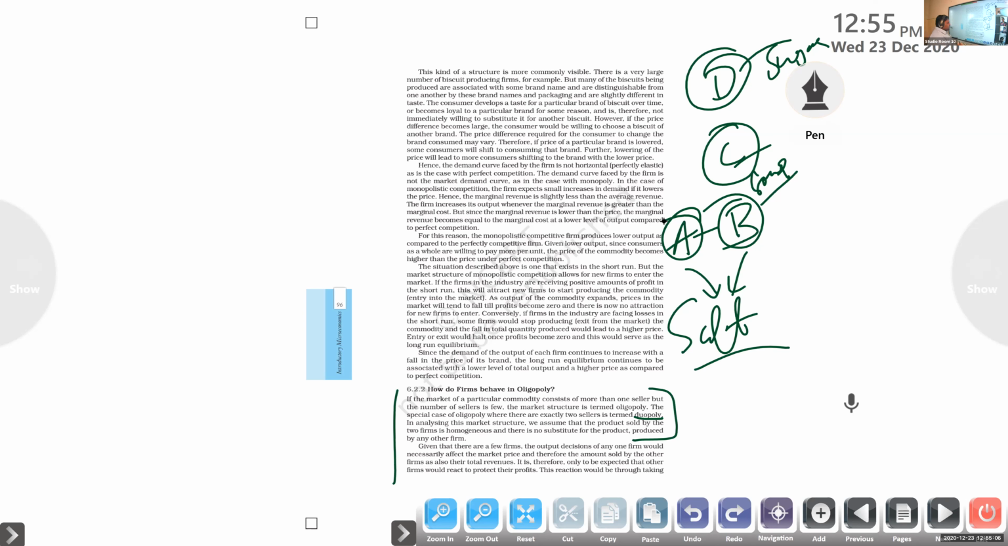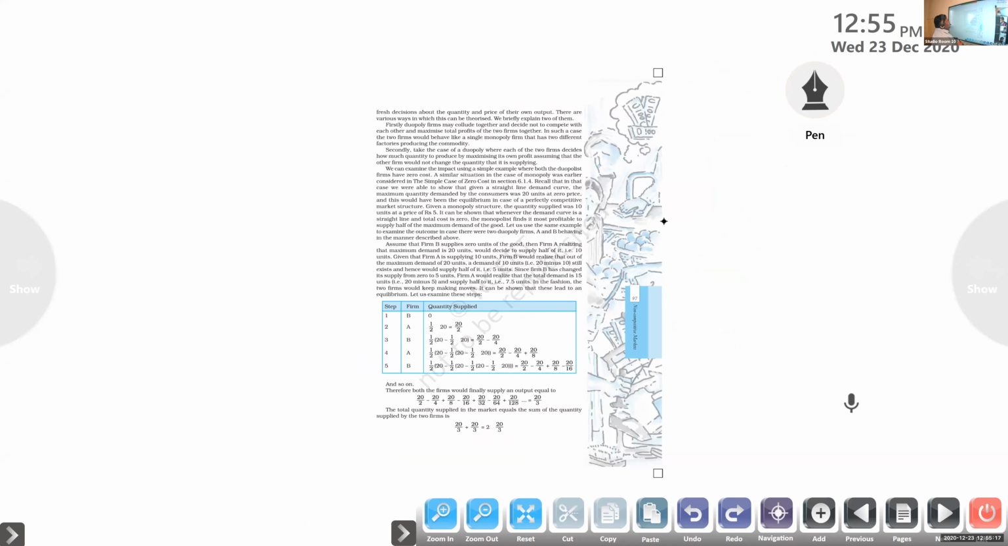Clear? It is therefore only to be expected that other firms would react to protect their profit. This reaction would be through taking fresh decisions about the quantity and price of their own output. There are various ways in which it can be theorized. We briefly explain two of them.